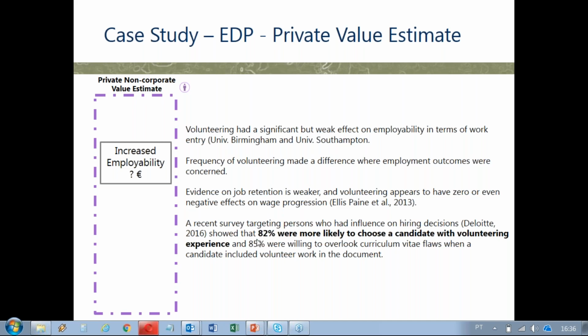Also, interesting, Deloitte found that 82% of people hiring were more likely to choose a candidate that had volunteering experience. And this is also very interesting. And also a big majority was willing to overlook some CV flaws when the candidate had volunteer work.